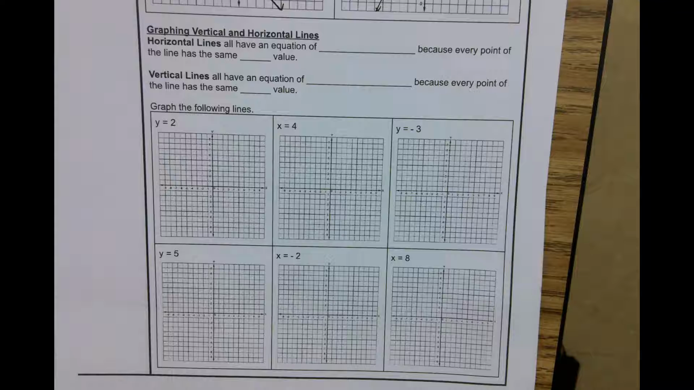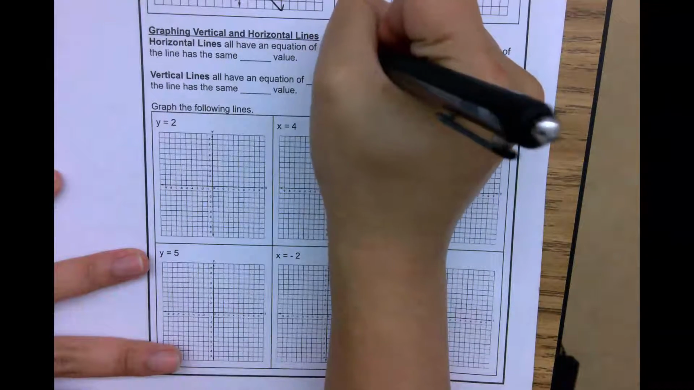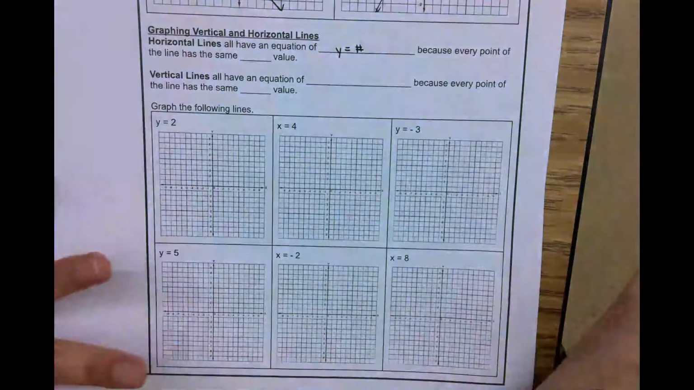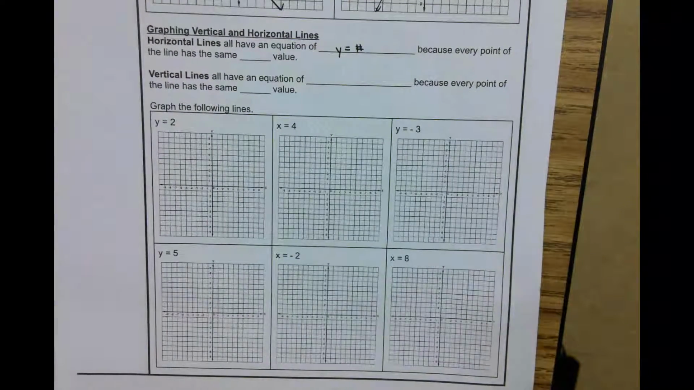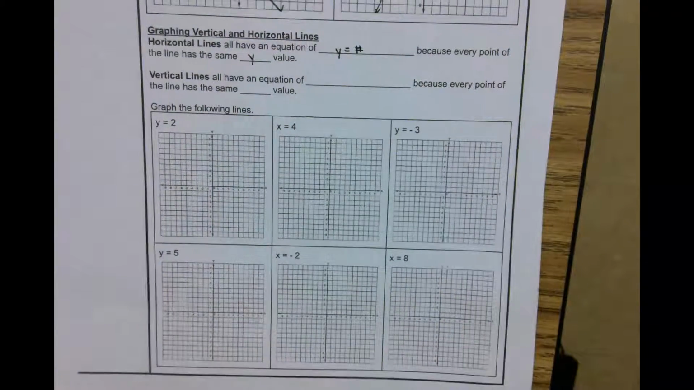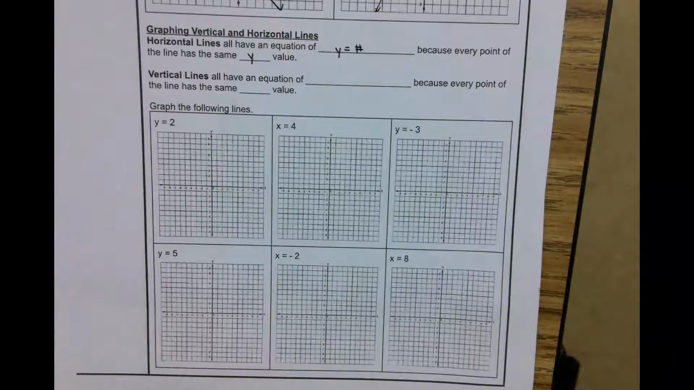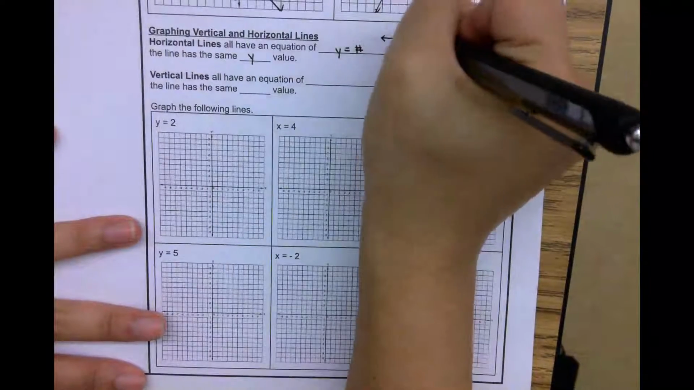Our horizontal line: all horizontal lines have an equation of y equals a number. And that's the equation. There's no x, it's just y equals a number. That is because every point of this line has the same y value. It doesn't matter whatever the x value is, because it'll still have the same y value. In case we don't know, a horizontal line looks like this.